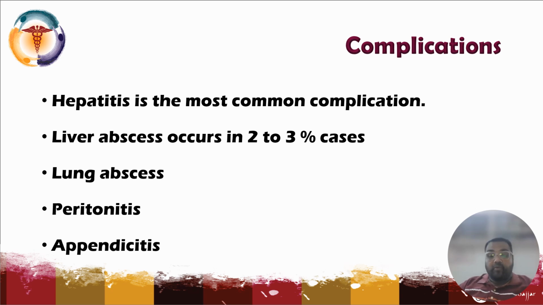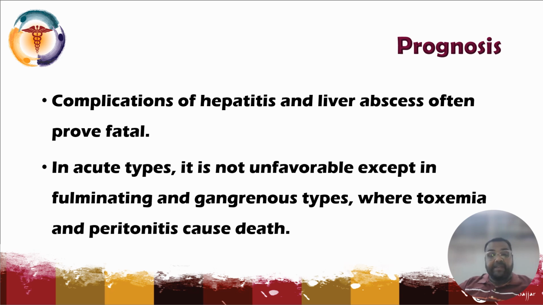Now let's see what is the prognosis of amoebic dysentery. So complications of hepatitis and liver abscess often prove fatal. उसमें बंदा मर सकता है. And in acute types, it is not unfavorable except in the fulminating and gangrenous type, where the toxemia and peritonitis cause death. Acute में unfavorable कब तक नहीं रहेगा? जब वो gangrenous type नहीं हो जाएगा तब तक वो favorable होगा. But if the gangrenous type is there, toxemia is there, peritonitis is there, so the case is unfavorable, right?